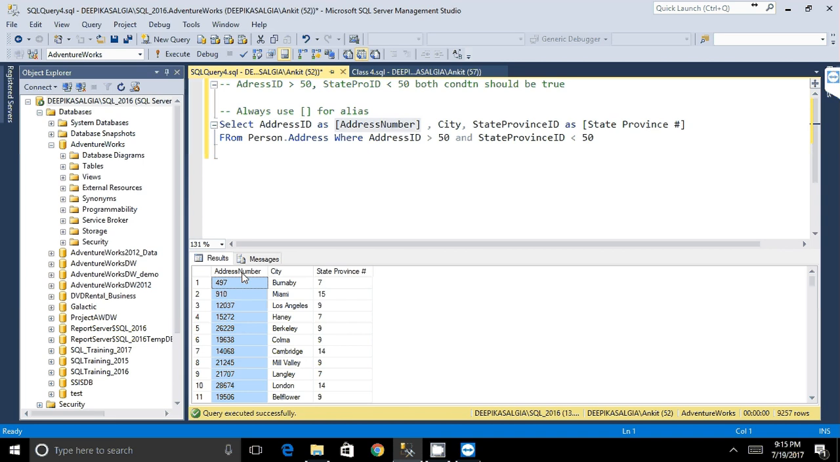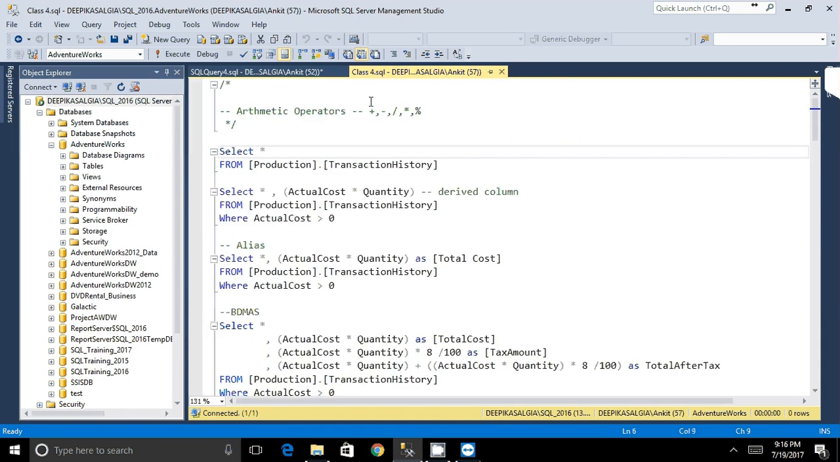If I'm seeing address number, will it now be called address number in my database? No, in the database the column is still called address ID. This is just to alias the column with a new name for display purposes. So alias means calling the column by a different name. That's it. Usually we use this when we do a calculated column. When you add two fields, you alias that column with a meaningful name, and that time it will be helpful. We're going to see how to use aliasing properly, but this just introduces the concept.